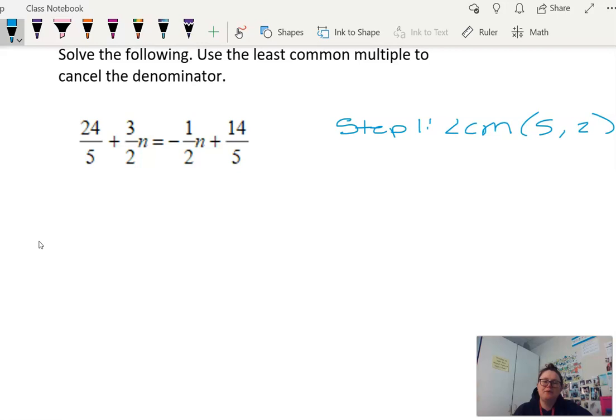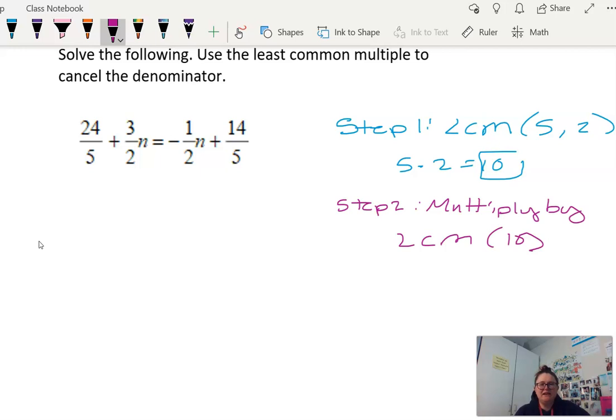But since 5 and 2 are both prime, since 2 is not divisible by 5, we're just going to do 5 times 2, and that's going to give us 10. So the number we're going to use is 10. Then we're going to multiply by the least common multiple. And again, if you just multiply these numbers, that will always work. You might end up with some really big numbers, but it will always work. So now we're going to multiply the whole equation on both sides by 10.